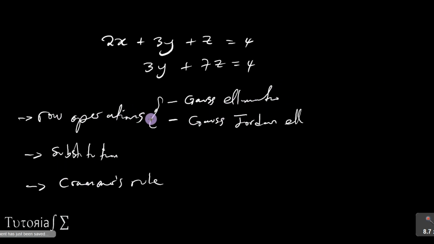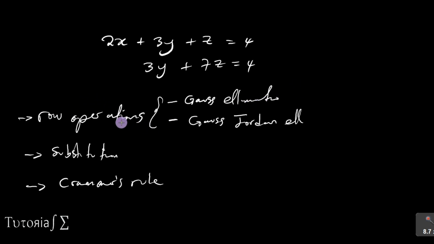But for row operations, we don't need to have an equal number of variables as equations. So as you can see here, we have 1, 2, 3 variables and there are only 2 equations. So this would be very difficult for us to work out using Cramer's rule. But if we were to use row operations, by basically Gauss elimination and Gauss-Jordan elimination, it is much easier. Okay, so we will start with row operations.